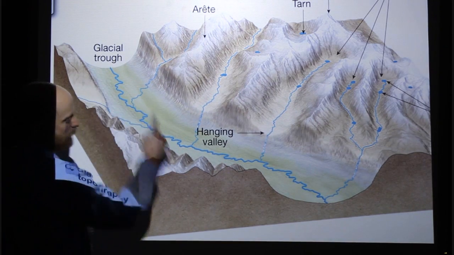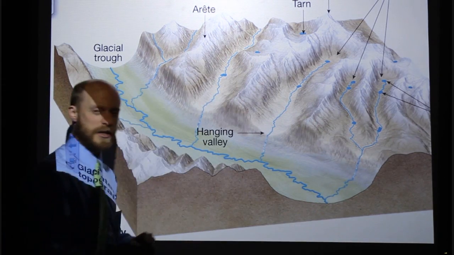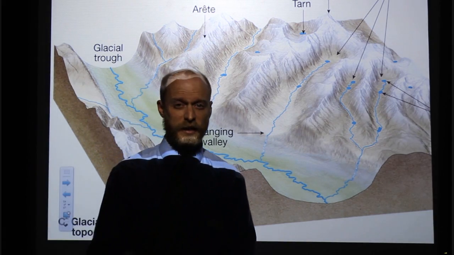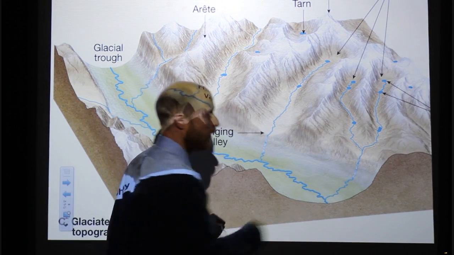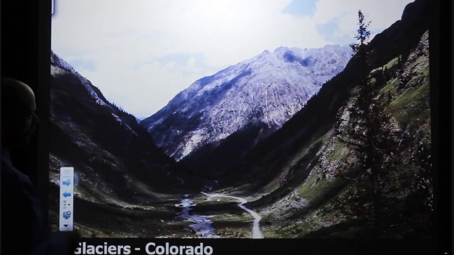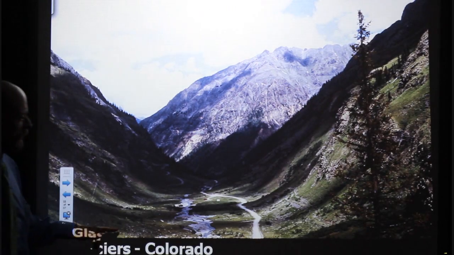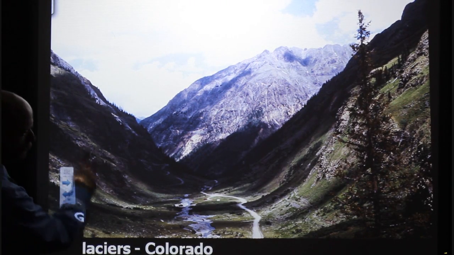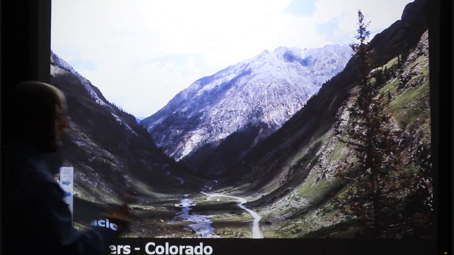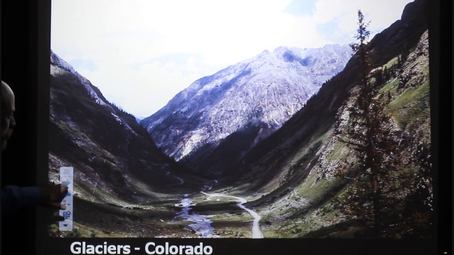So when it melts, what you're left with is this. You see how U-shaped this is, and U-shaped here. You see U-shaped valley, glacier. V, if it's pointy down here, that's a river. And here we have some real life pictures of it. This is in Colorado. This is a nice U-shaped valley here. That's a really good picture of it.